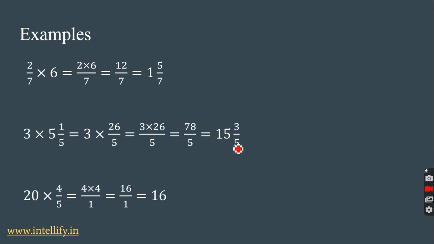So here's one last example, 20 into 4/5. यहाँ पे देख सकते हैं the denominators and the whole number can be reduced. So 20 and 5 are both divisible by 5, we know that. So 5 into 4 is 20 and 5 into 1 is 5. Now we get 4 into 4 by 1. So now multiplying the numerators, 4 into 4 is 16 by 1. So basically 16 is the answer.